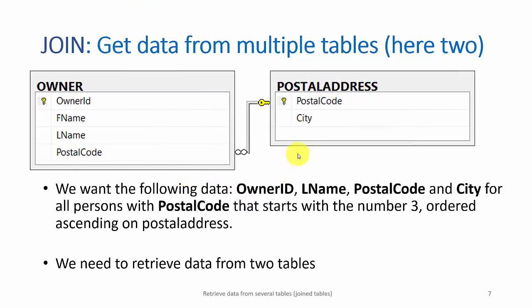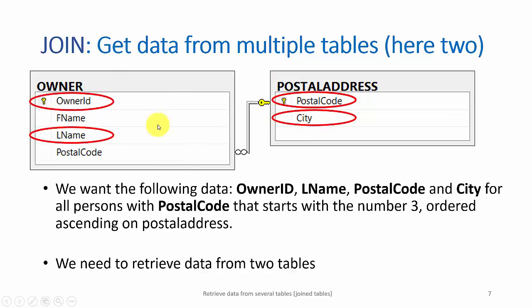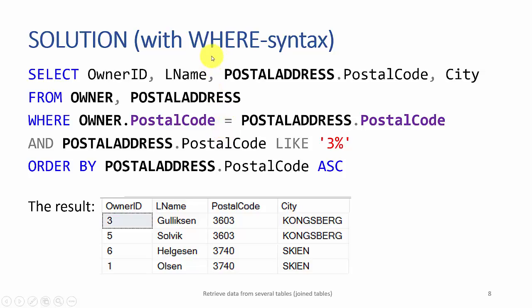When you want to retrieve data from more than one table, it's smart to use SQL Server's diagram tool, so that we get an overview over our table structure. And now I want to retrieve data from 4 columns, owner ID and L name in this owner table, and postal code and city from the other table named postal address. Then I need to join these 2 tables, and that I will do on the postal code column, which is a foreign key here and a primary key in the other table. And we will first do that with the where syntax to join the tables.